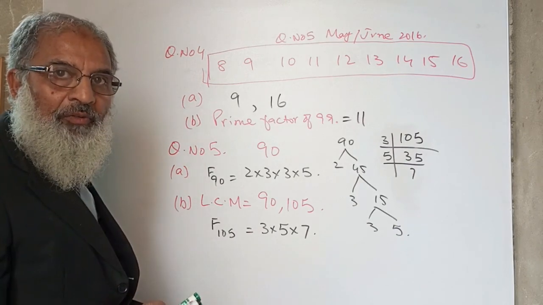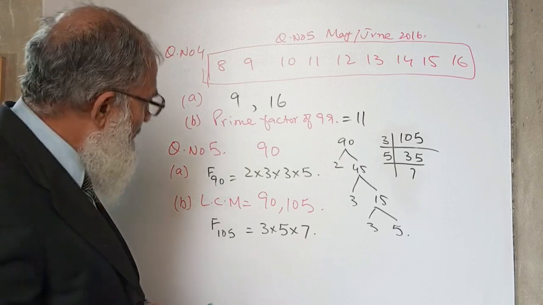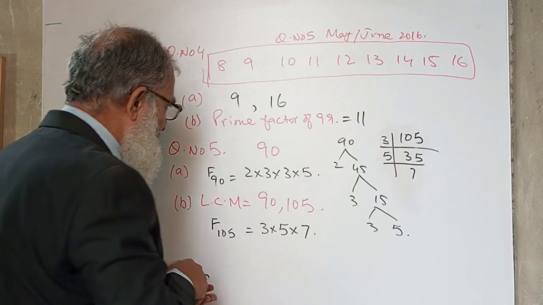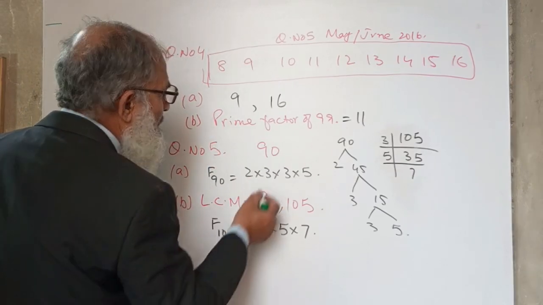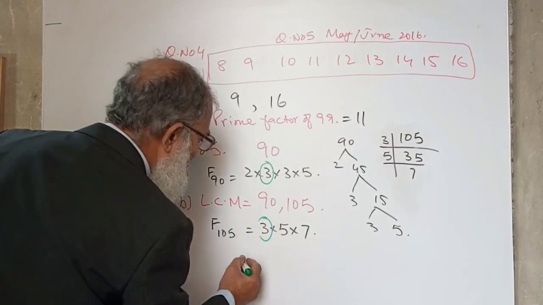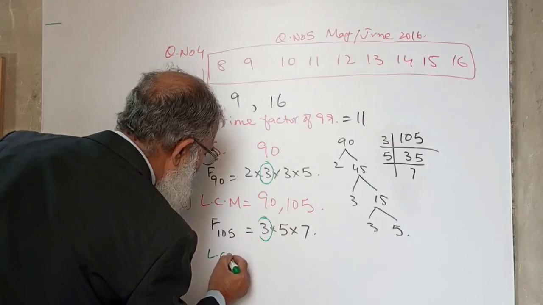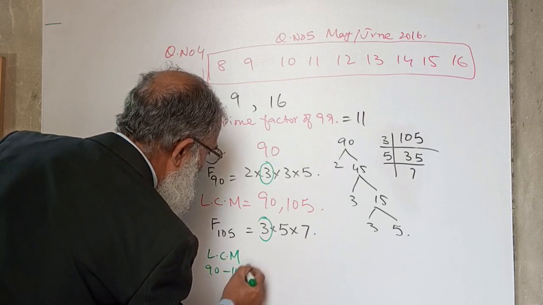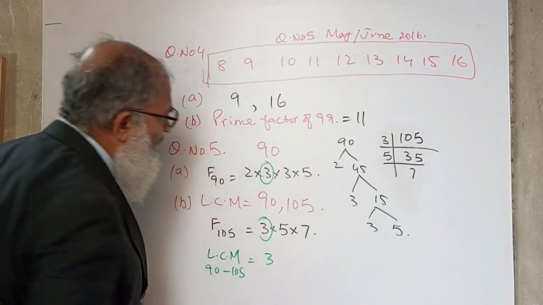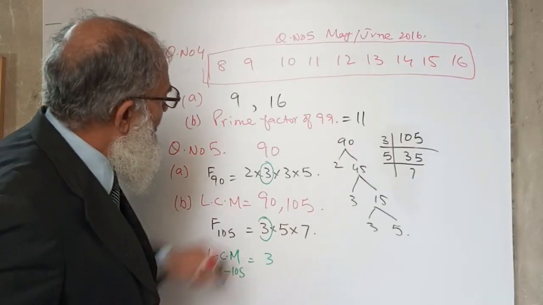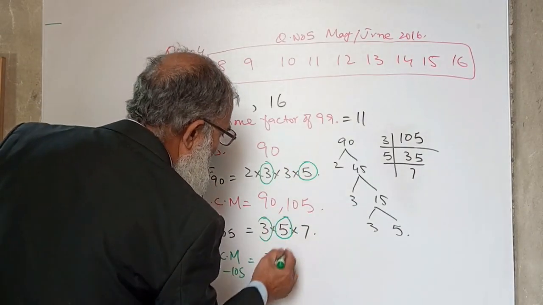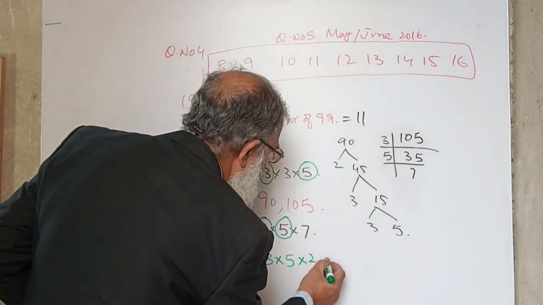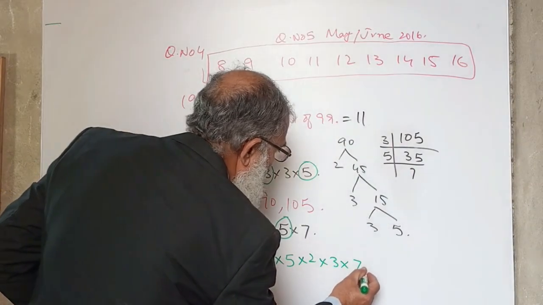Now, what is the method of finding the LCM? We'll pick up the common factors first. Yes, good. We'll pick up the common factors first. Now this one is common with this, right? LCM of 90 and 105 is equal to 3. Now it is done. And this one is common. Again, write this. And the leftover numbers as well: 2 multiplied by 3 multiplied by 7.